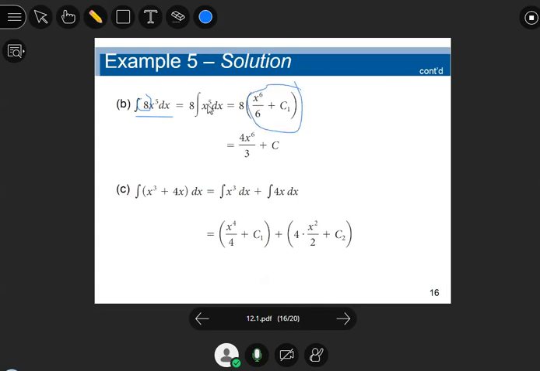Here 5 is our n, so it is x to the power 5 plus 1 divided by 5 plus 1. So it is x to the power 6 divided by 6, plus c1. By simplification we can obtain this result and then move to the next problem. Clearly you can see this is a summation of two functions.